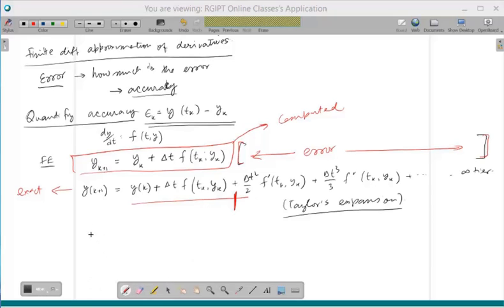y k plus 1 computed is going to be equal to y of k plus 1 exact minus error. Just neglect all that, right? Y k plus 1 minus error. So this would give me the computed value, and this is the exact value.